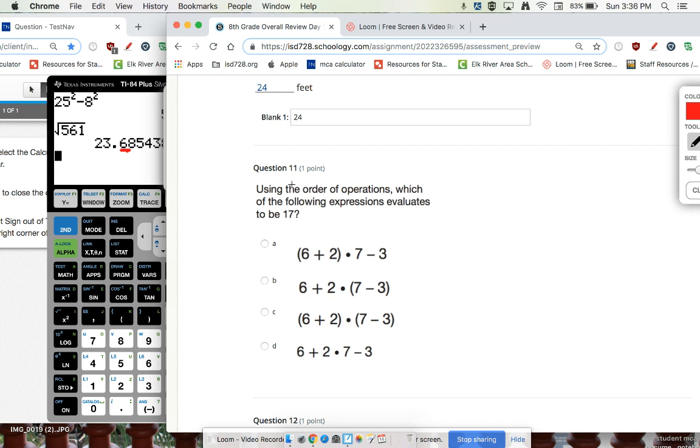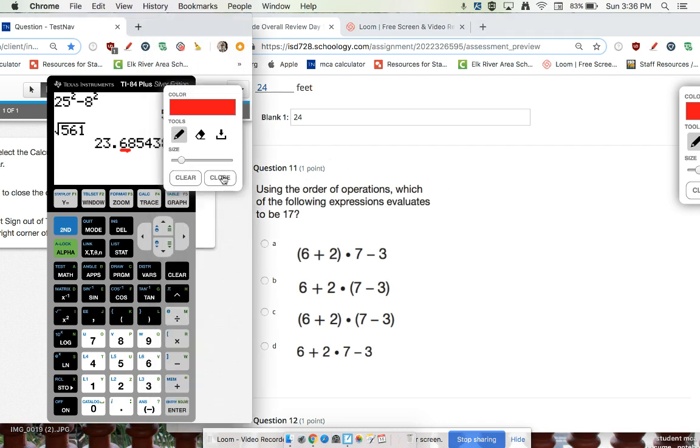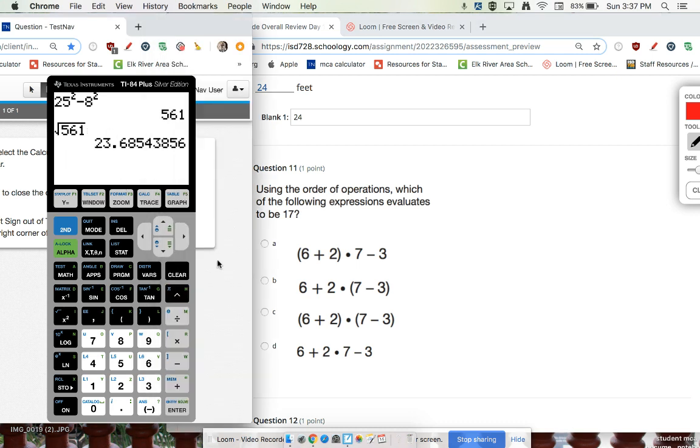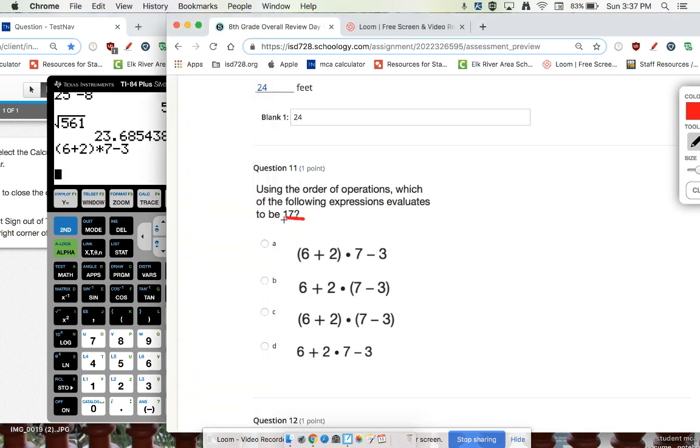Okay, so let's use, this would also be a calculator question, so I'm going to make this super easy. Use the order of operations. Which of the following expressions, when evaluated, will be 17? So I'm just going to go into my fancy calculator and type everything exactly how they have it. So parenthesis, 6 plus 2, parenthesis, times 7 minus 3, enter, that's 53. And again, what I want it to be is 17, so that's not right.